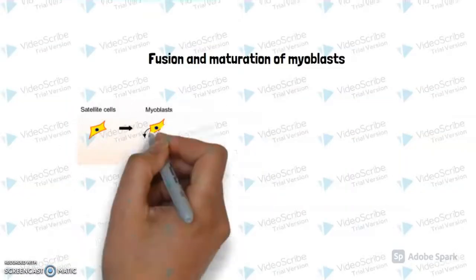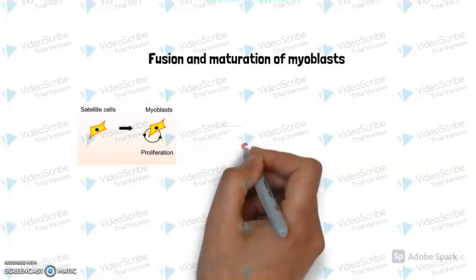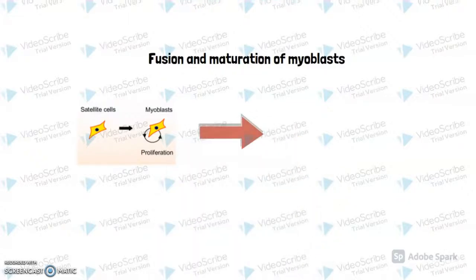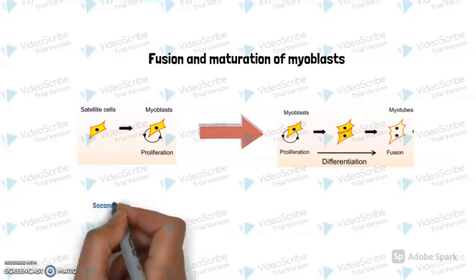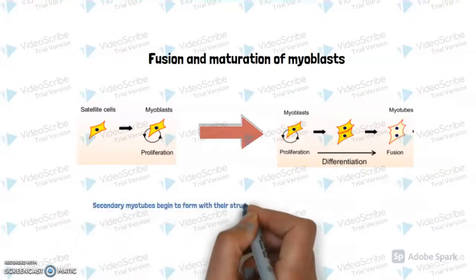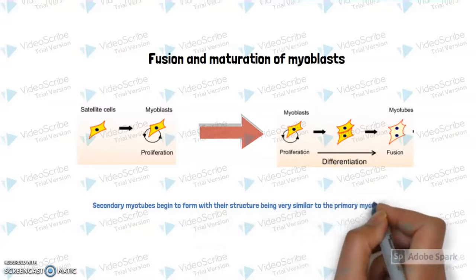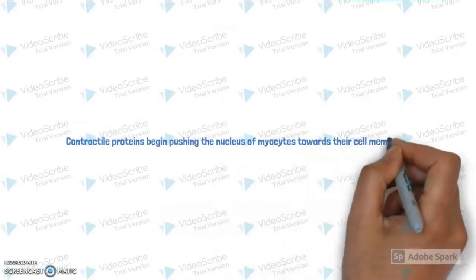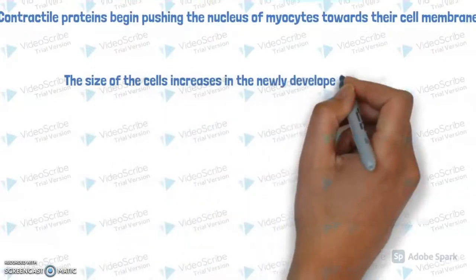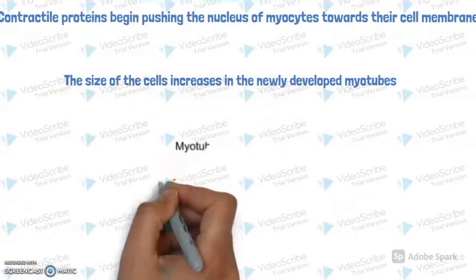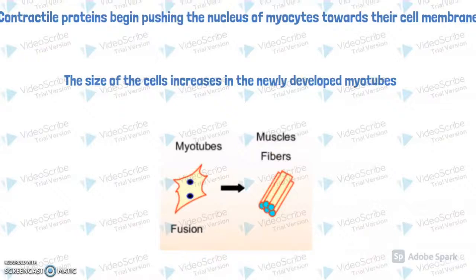Finally, the fusion and maturation of myoblasts occurs. Satellite cells begin to differentiate into myoblasts. These fuse together to form primary myotubes that integrate into the basal lamina sheath. Secondary myotubes begin to form, with their structure being very similar to primary myotubes. Contractile proteins begin pushing the nucleus of myocytes towards their cell membrane, which starts to increase the size of the cells of the newly developed myotubes. The myotubes go on to mature into myofibers.